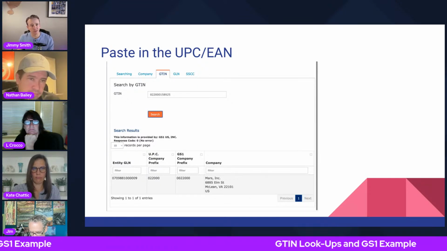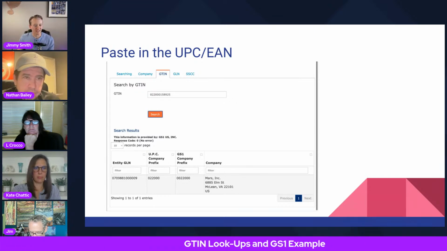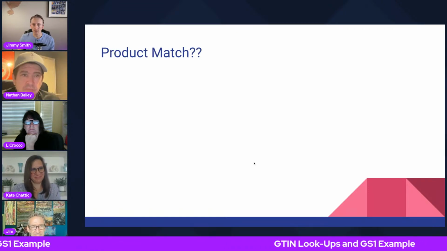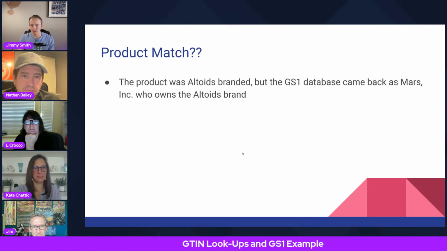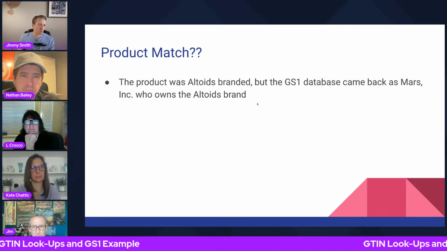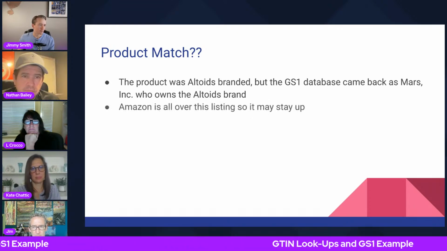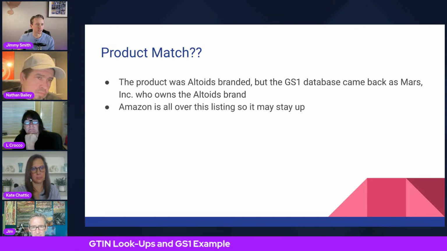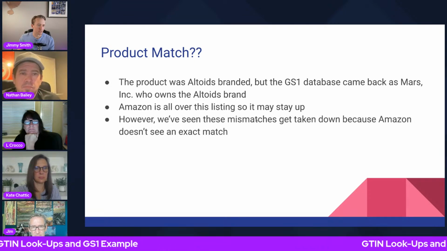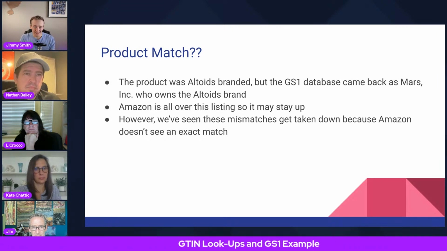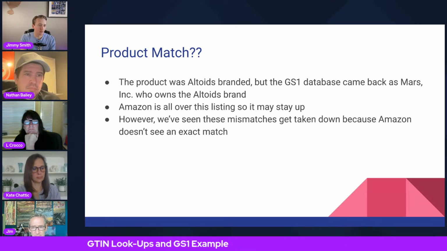I don't know what's going to happen with this particular product because Amazon's actually the main seller on this listing. So I don't know if they're okay with Mars, which owns Altoids, or what the outcome is going to be. But like I said, the product was Altoids branded. GS1 came back as Mars, who owns Altoids. So Amazon's all over this listing, so it may stay up anyway because maybe Amazon set it up that way on purpose. Ultimately, we've seen these mismatches get taken down because Amazon doesn't see an exact match. So this kind of thing is, in my opinion, still up in the air.